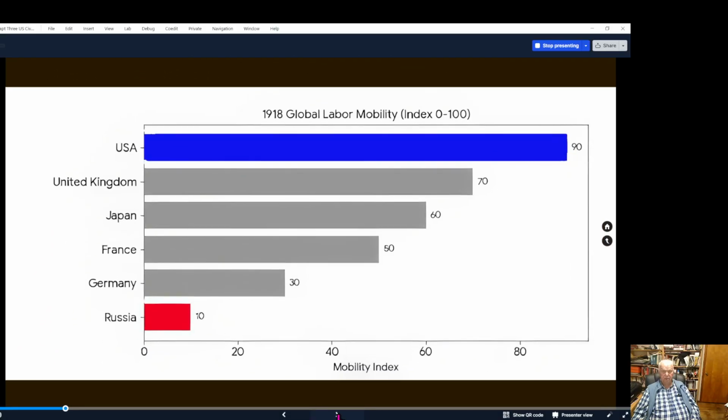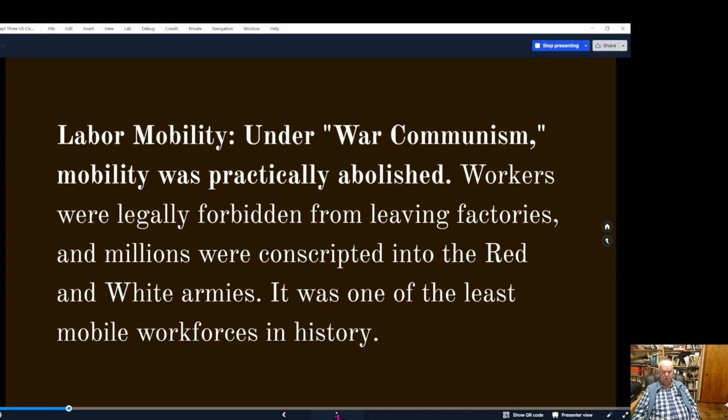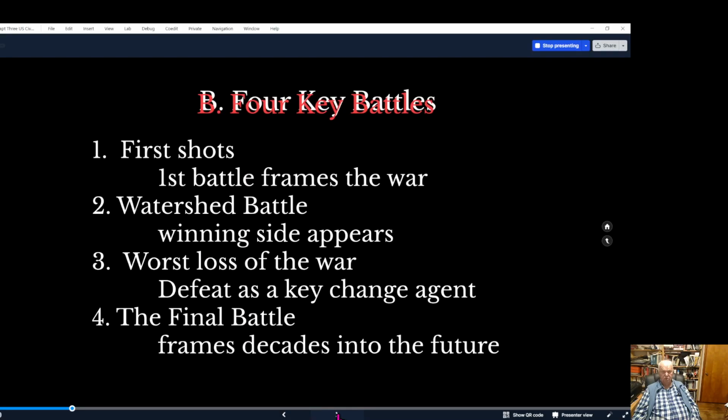And now if we go to 1918, the year of the Russian Revolution, again, the United States has a very, very high mobility rate, and Russia a very, very low mobility rate. So this tells us a lot about the willingness of the society to accept change and to go forward with a change. So those are a kind of a quick demographic overviews of the two sides.